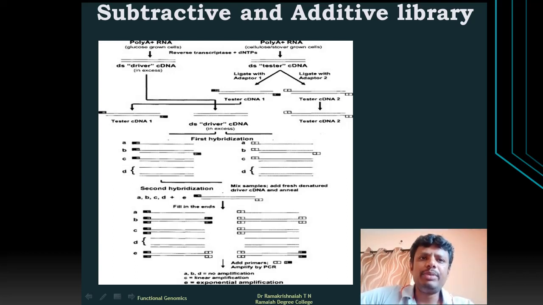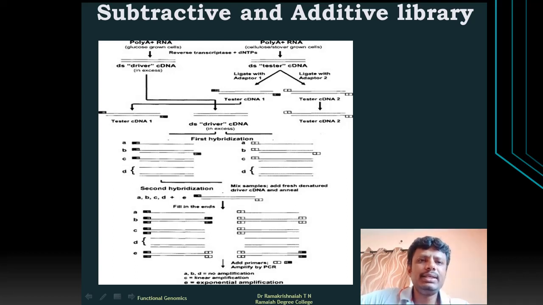Subtractive hybridization actually detects the difference between different genomes or between cells where deletions or certain genomic rearrangement mutations may have occurred. Is it clear? So you came to know the very important aspect of this subtractive additive genomic analysis. Is that clear? So here is the diagram. You can see very keenly, there are two means to analyze this.